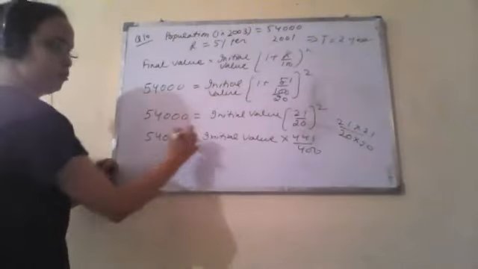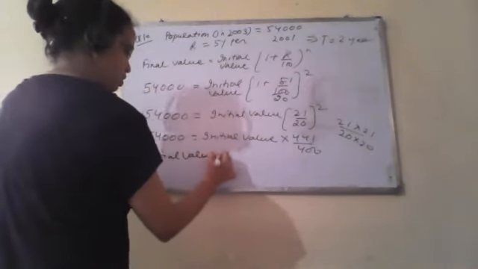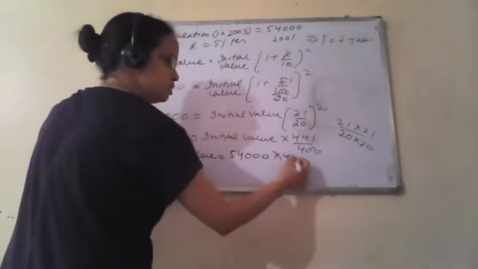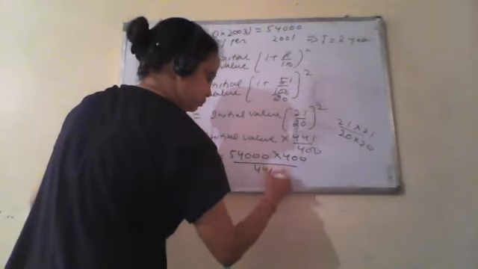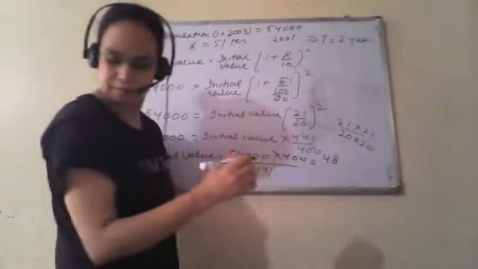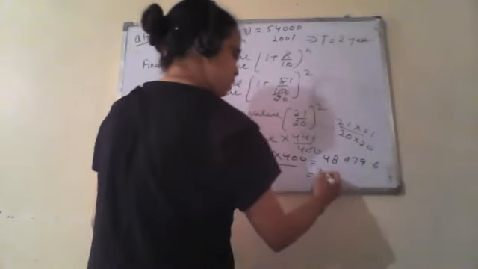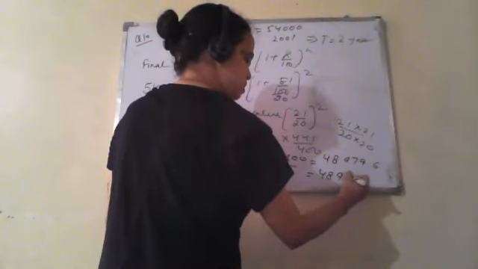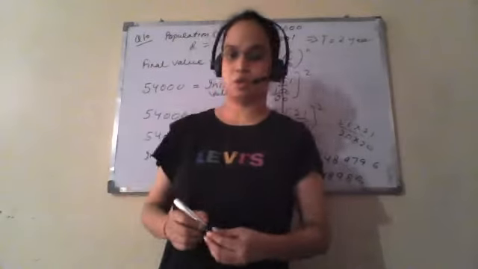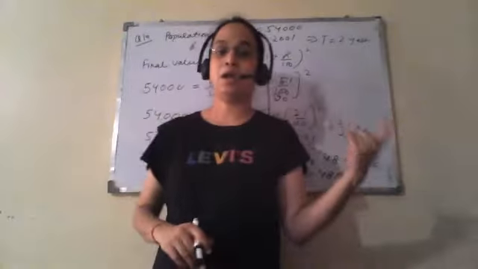So from here we will do the cross multiplication. So the initial value will be this 54,000 into this will go to multiplication. When we calculate this, 48,979.6 something is coming. So we can take the rounded value. In the answer it is also given as the rounded value. So it was approximately 48,980. So the population was 48,980 in 2001.